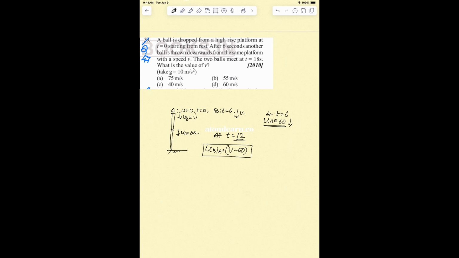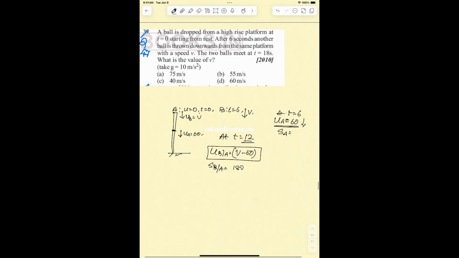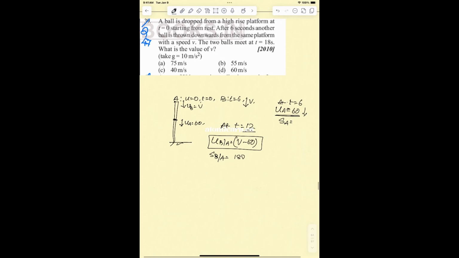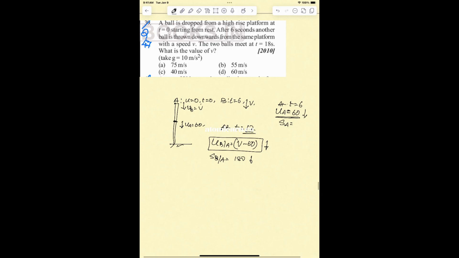Oh yes, we require that 180 calculation, the S of A calculation, because we need to apply that particular S. Therefore, SB relative to A should be equal to 180 meters. Because we have assumed relative to A, we are keeping A at rest. Therefore, for B to meet A, it should travel downwards by 180 meters. Therefore, we require the calculation of 180 meters.